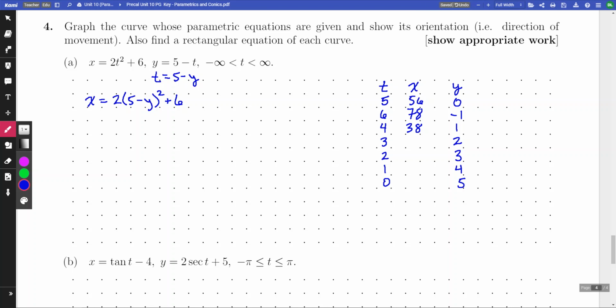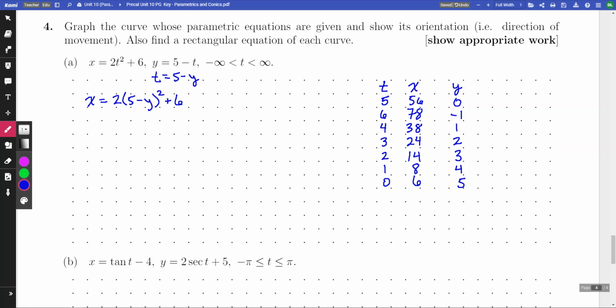And then, of course, 3 squared is 9. 2 times 9 is 18, plus 6, that's 24. And I have 2 squared, that's going to be 4. 2 times 4 is 8, plus 6, that's 14. 1 squared is 1, that's going to be 8, and 0, that's going to be 6. So I've got a variety of numbers that can help with my x values.